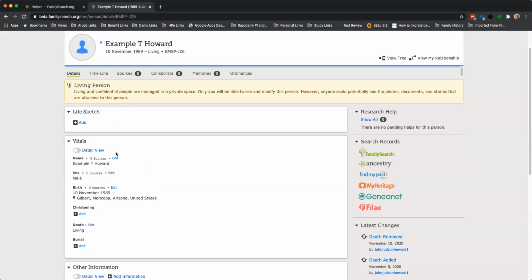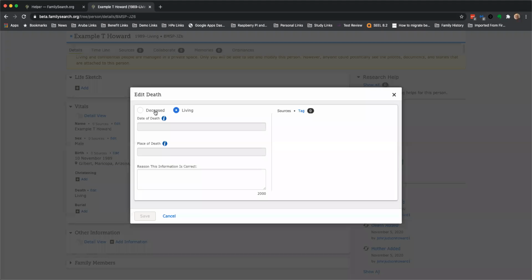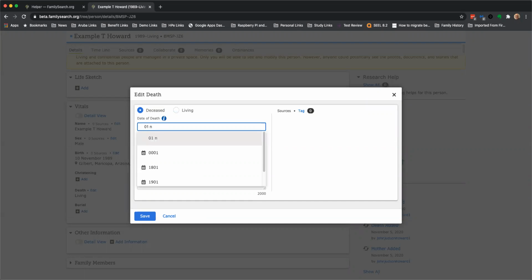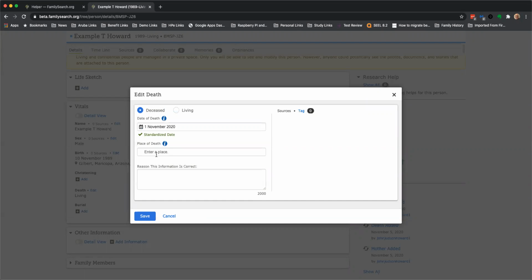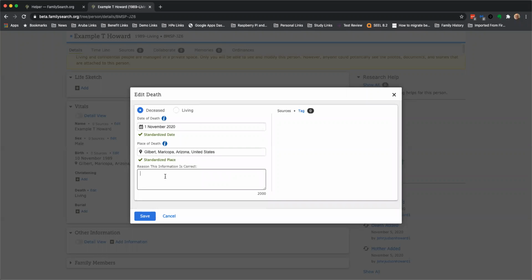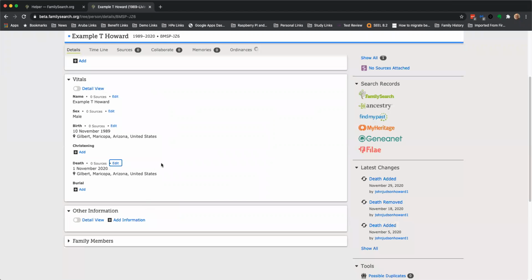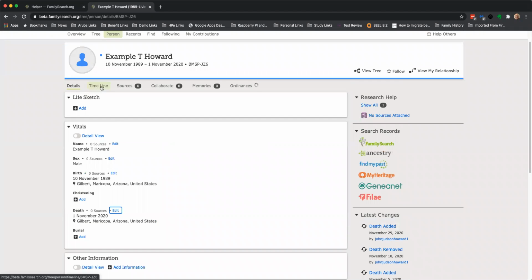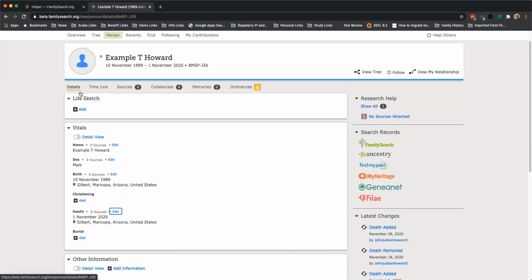But now I'm going to go in here. I'm going to do the exact same thing. Same thing. Maricopa, right? And then I'm going to save. Okay, boom. And now he's in the tree. He's out there.